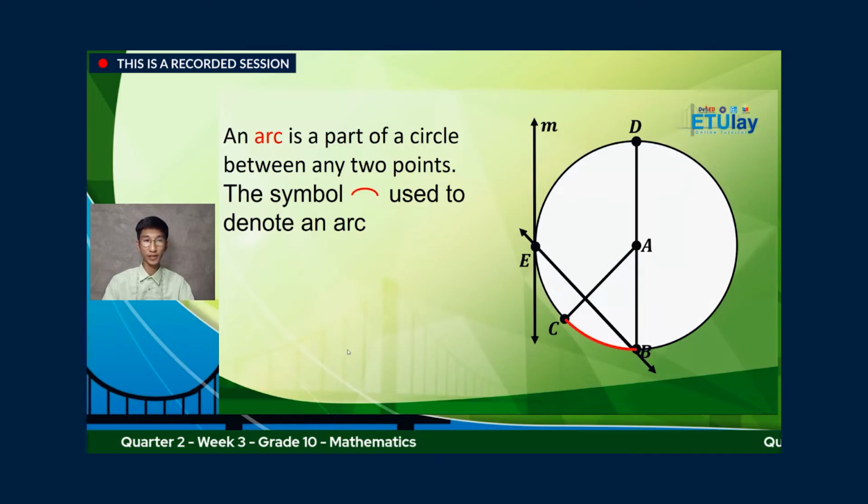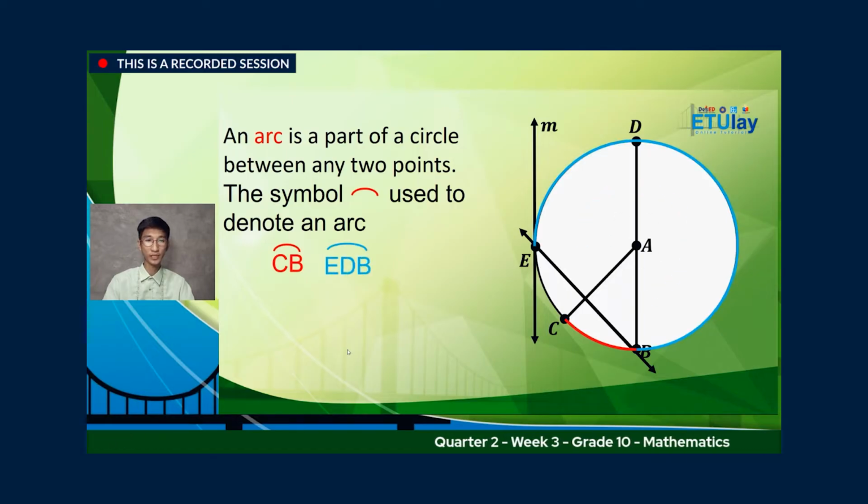Next is an arc. An arc is a part of a circle between 2 points, and the symbol is used to denote an arc, yung curved line na pataas. Ganun. And we have here arc CB. Ayan. Kita nyo naman yung arc CB. And arc EDB. Those are examples of arcs.